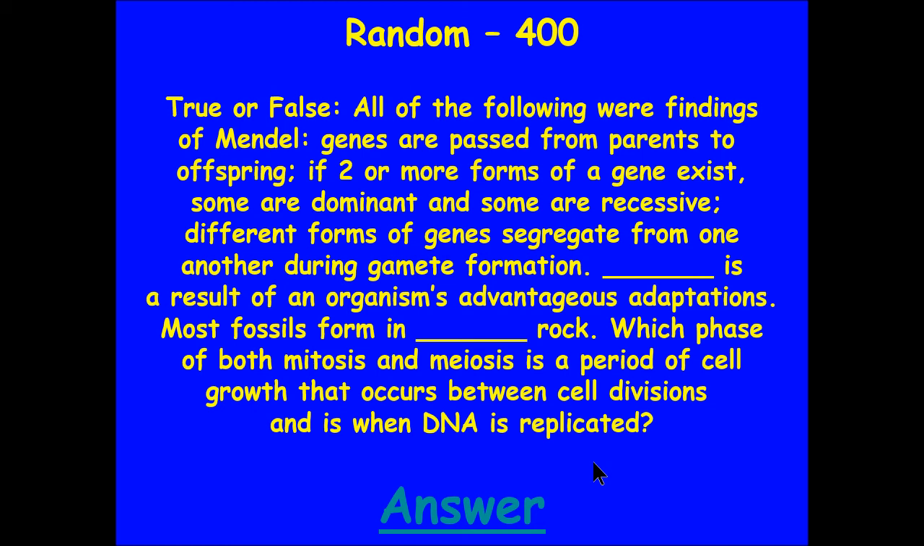Most fossils form in what type of rock? And which phase of both mitosis and meiosis is a period of cell growth that occurs between cell divisions and is when DNA is replicated? This is when the DNA doubles, when the chromosome number doubles. That's the best hint I can give you. Answers coming in 5, 4, 3, 2, and 1.